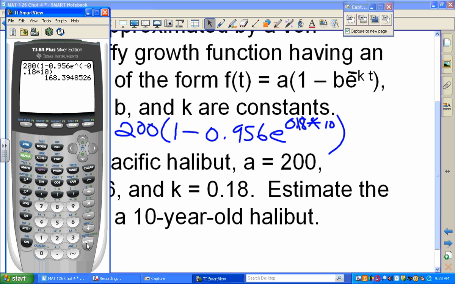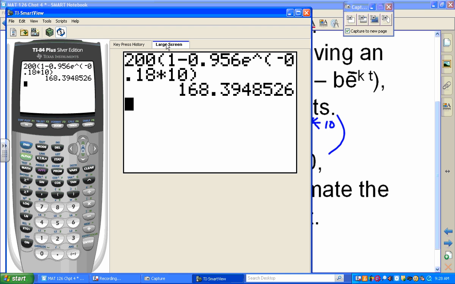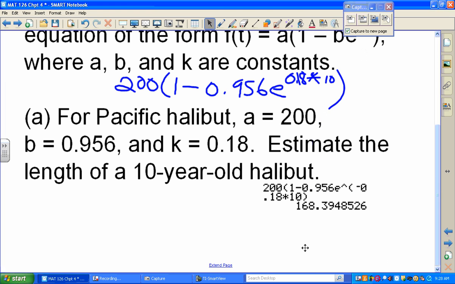168.4 centimeters. So I got 168.4 centimeters. Does that look right? Once we adjust the equation for the typo, looks pretty good. All right.